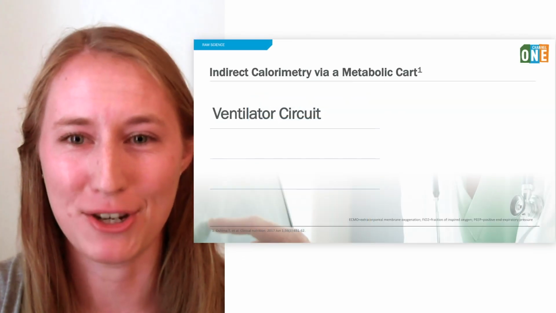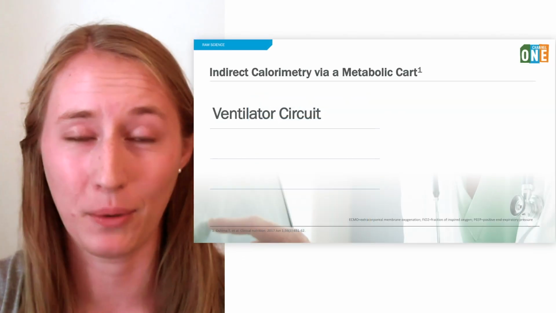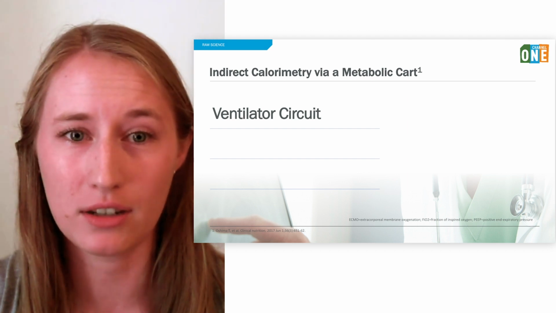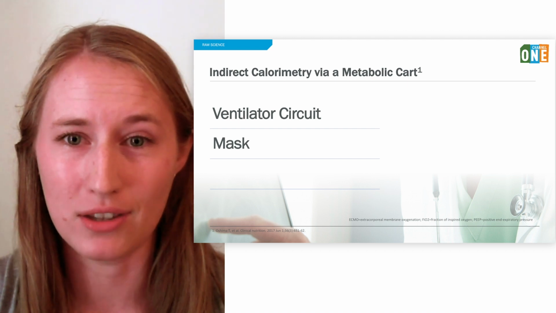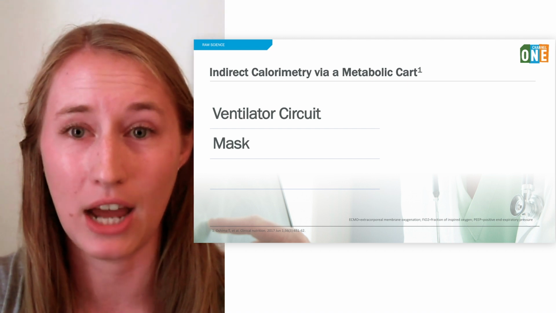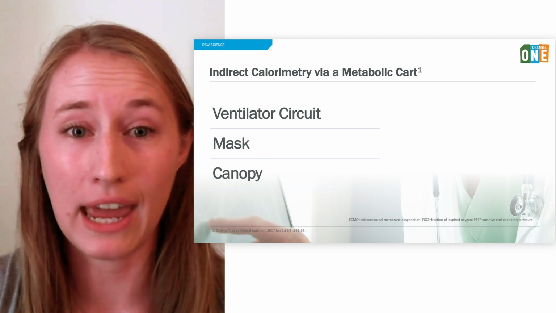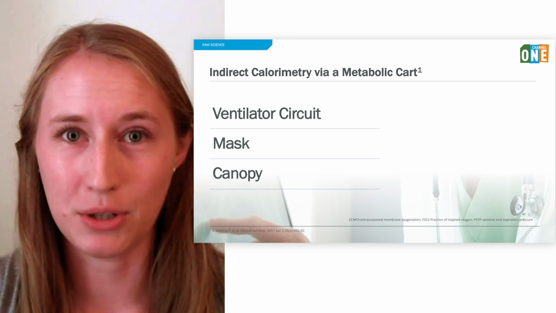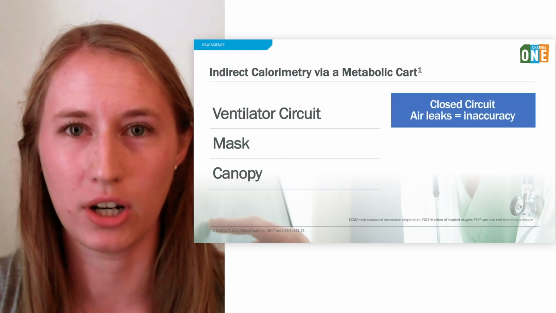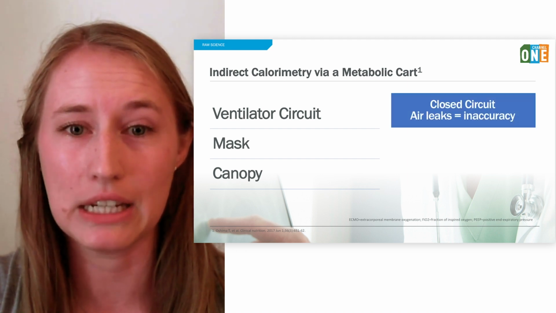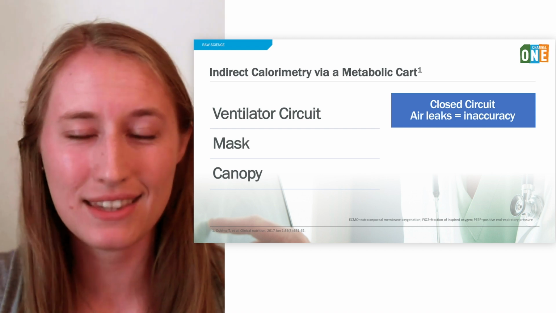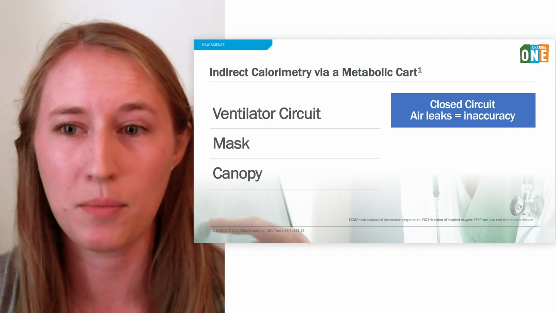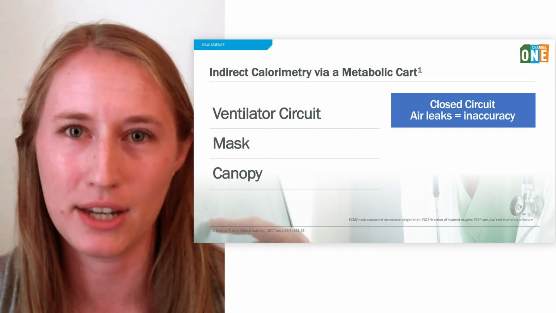Indirect calorimetry can be measured using a metabolic cart in three different ways. First, you can connect sampling lines and flow meters into a ventilator circuit. For spontaneously breathing patients, you can also use a mask with a turbine and attachment, or use a canopy, which is also called a hood with a large veil. No matter what test you use, you want to make sure that you have a closed circuit with no air leaks, as these will lead to inaccurate measurements. Tests take about 10 to 15 minutes in the room, and calibration can take up to 30 minutes depending on what type of metabolic cart you're using.